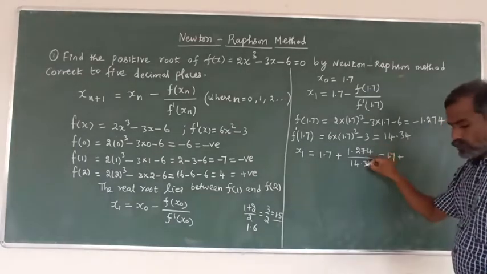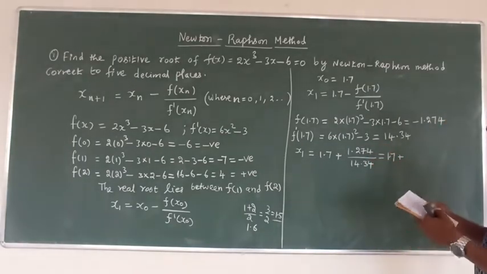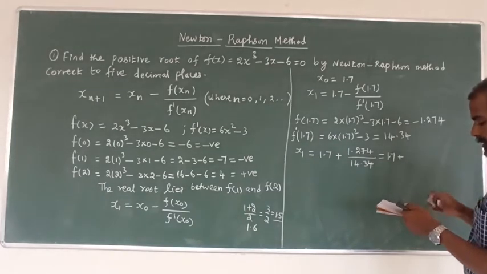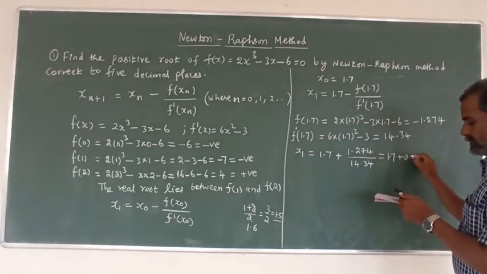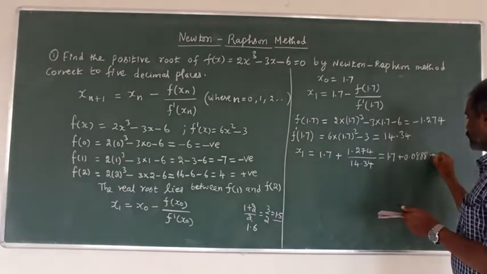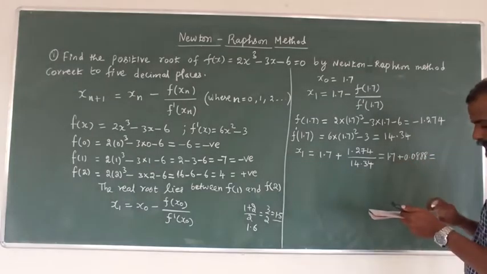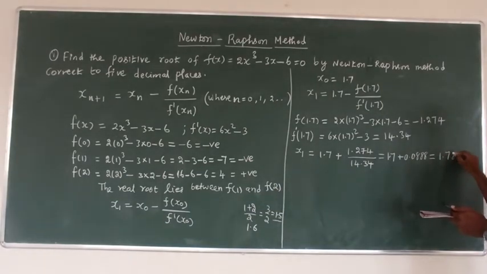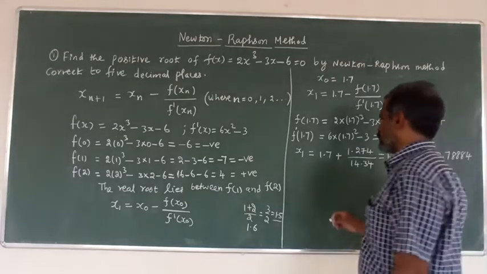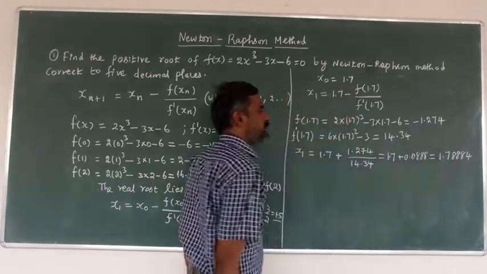Now divide these two. 1.274 divided by 14.34, we can get 0.0888. Now add these two. The result is 1.78884, after the decimal point 5 decimal places: 1, 2, 3, 4, 5. This is for the x1 value.